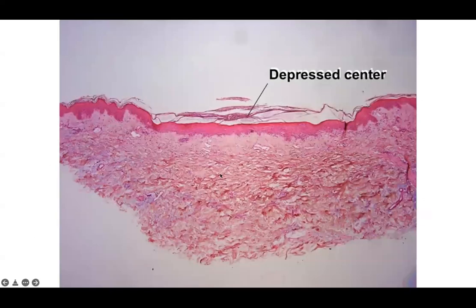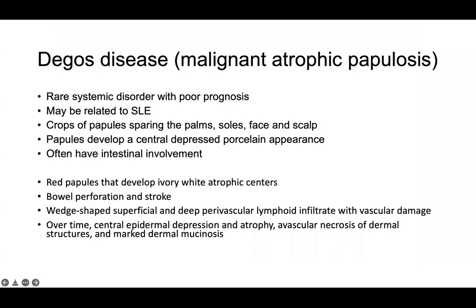So here's the pathology from Dr. Elston's textbook where you see this atrophic, this is corresponding to that atrophic porcelain white center. So you can see it loses its kind of rete ridge architecture. It's flattened. This is the atrophic papule of malignant atrophic papulosis or Dagos disease. If you saw an image like this and they asked you what was the most likely way the patient was going to die, it's going to be GI perforation. So again, red papules with ivory white atrophic centers, bowel perforation and stroke, unfortunately, can happen.